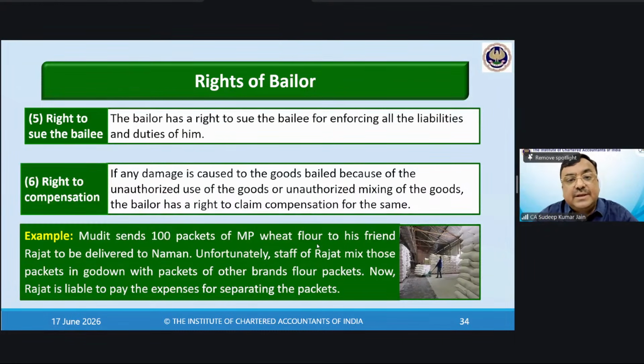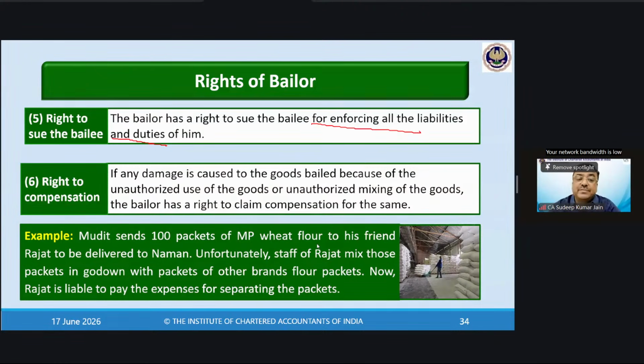Right to sue the bailee. The bailor has the right to sue the bailee for enforcing all the liabilities and duties to him. Simple thing what he's saying: the bailor can claim all the duties which are supposed from the bailee. जो duties हैं भैया पूरा करो.